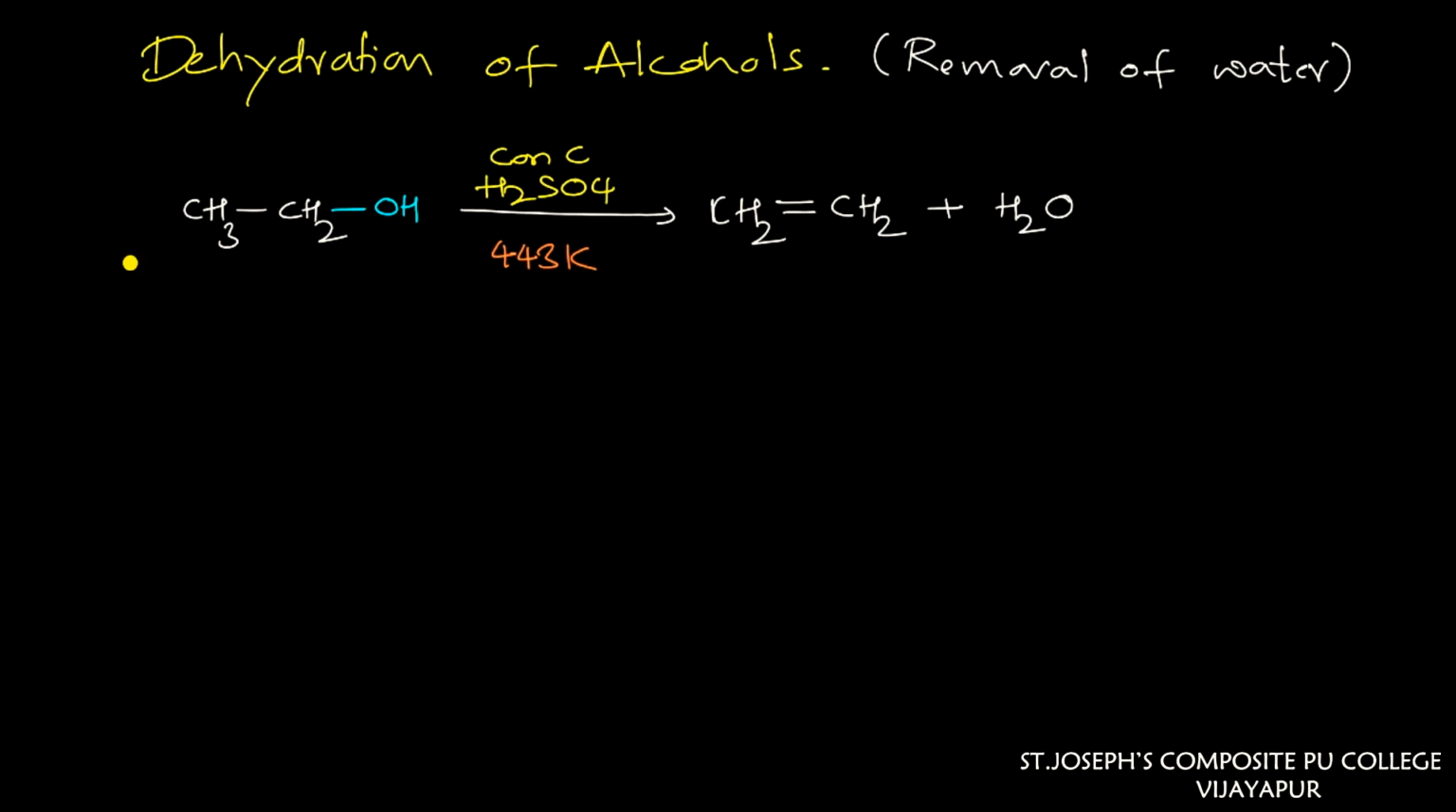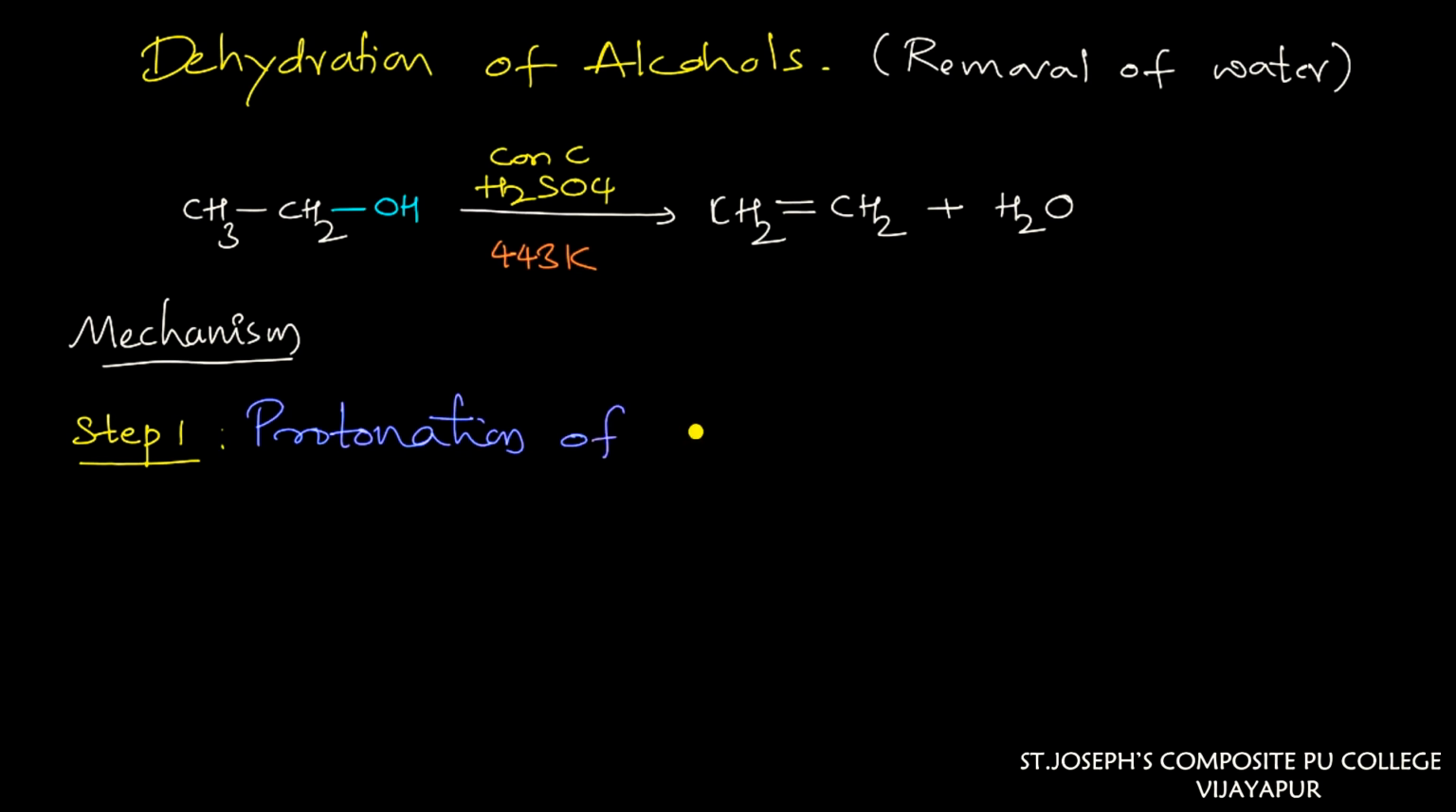Let's understand this reaction with its mechanism. The mechanism of dehydration of alcohol involves three steps. In step one, protonation of alcohol takes place. We have sulfuric acid, which is a strong acid, H2SO4, that dissociates completely, forming an H+ ion and HSO4-. This is the proton, and this is the conjugate base that we're going to use in the last step.